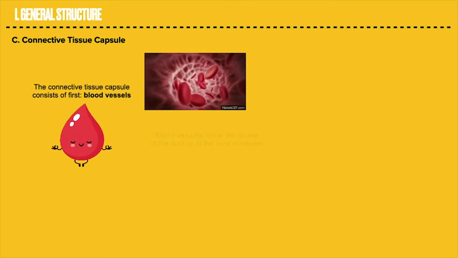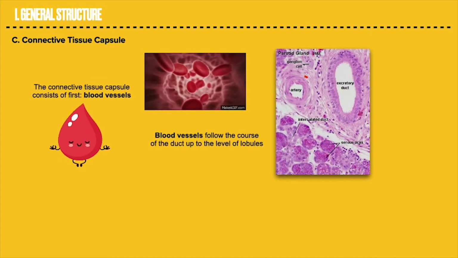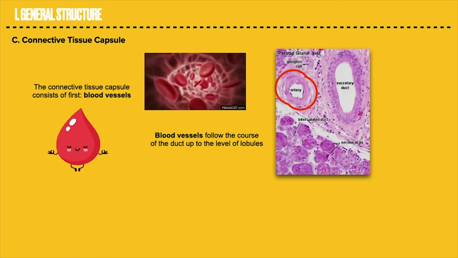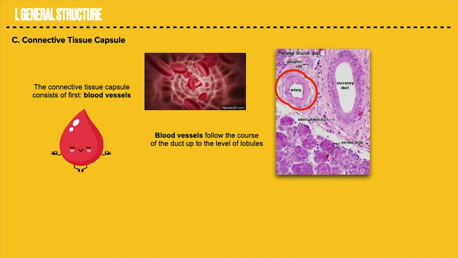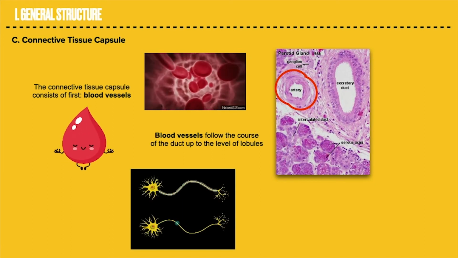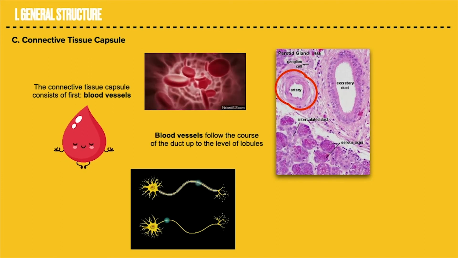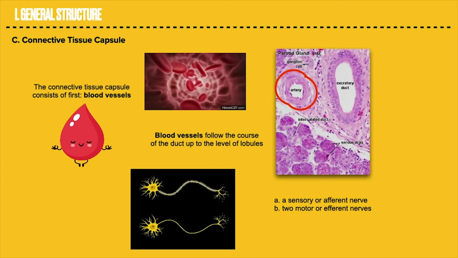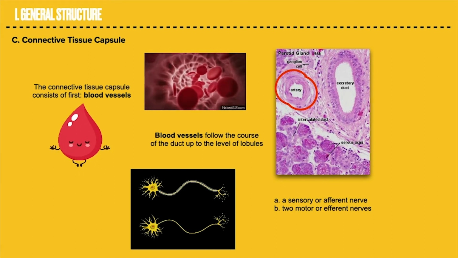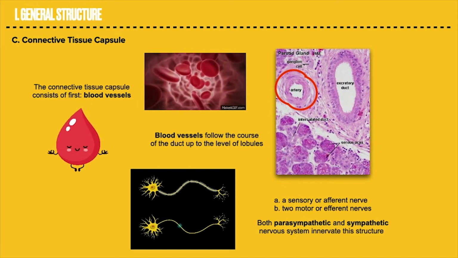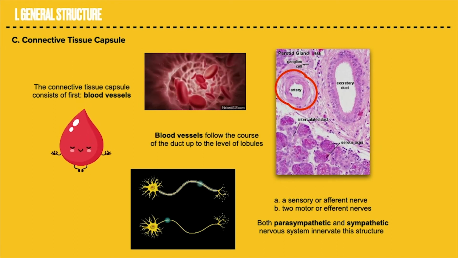The connective tissue capsule consists of first, blood vessels. Blood vessels follow the course of the duct up to the level of lobules, and when they reach the acini and secretory cells, they form a capillary network surrounding the acini. Second is the nerves. Each salivary gland has a sensory or afferent nerve and two motor or efferent nerves. Both parasympathetic and sympathetic nervous systems innervate this structure.